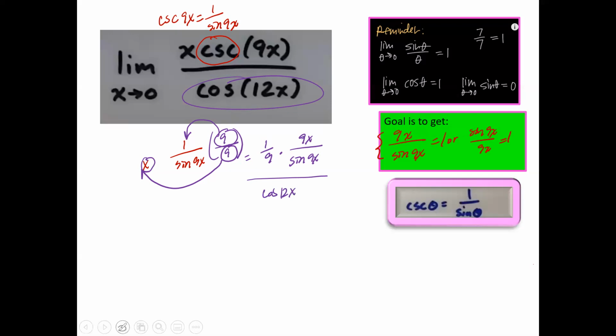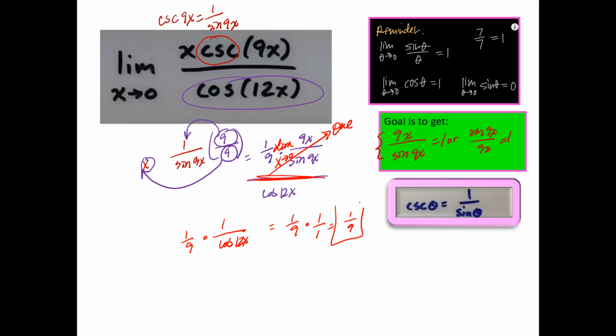Then when I apply this limit as x approaches 0, this part becomes a 1. So 1 over 9 times, I'm going to get rid of this division sign, 1 over cosine 12x, which is going to give me 1 over 9 times 1 over 1, which is just 1 over 9.